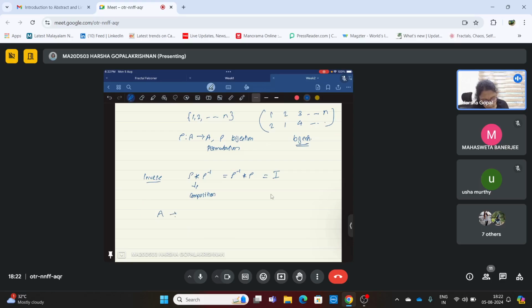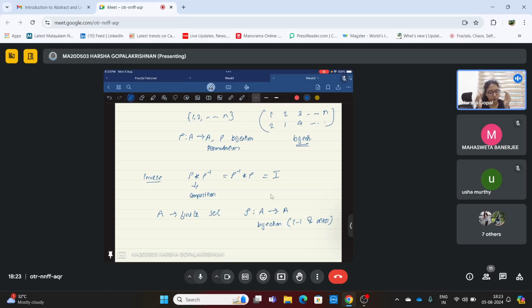Suppose A is any finite set. And if I have a map rho from A to A such that rho is a bijection. What does bijection mean? It is a one-one map and it is an onto map. That means corresponding to each element in the range, there should be a pre-image. That is the onto-ness. And one-one-ness means distinct elements should map to distinct images.